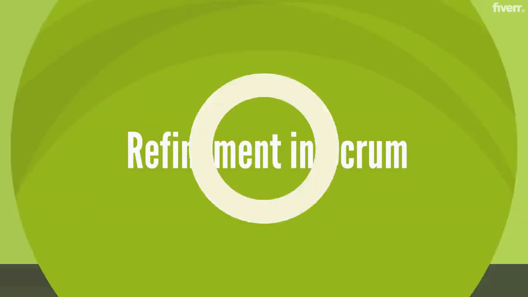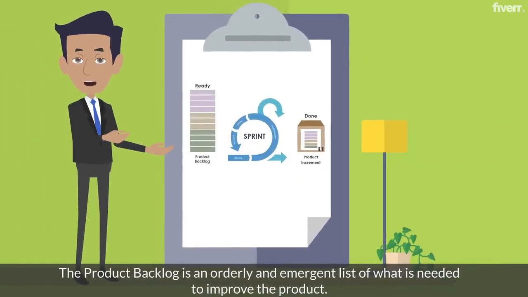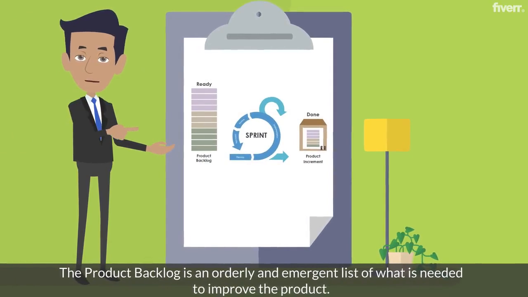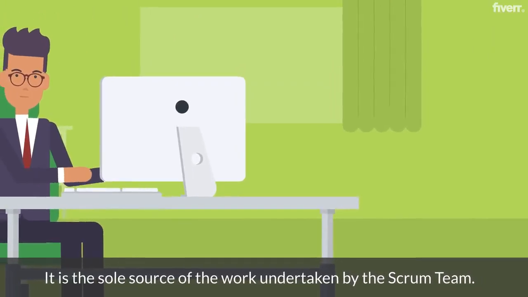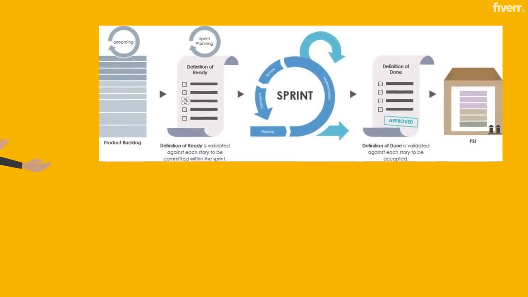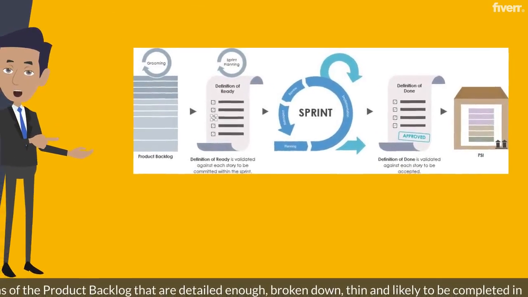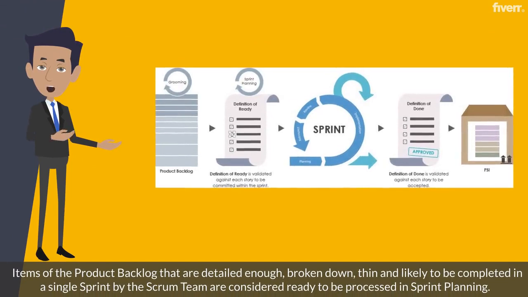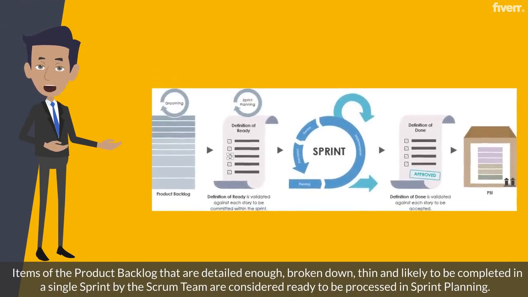Refinement in Scrum. The product backlog is an orderly and emergent list of what is needed to improve the product. It is the sole source of the work undertaken by the Scrum team. Items of the product backlog that are detailed enough, broken down, thin and likely to be completed in a single sprint by the Scrum team are considered ready to be processed in sprint planning.